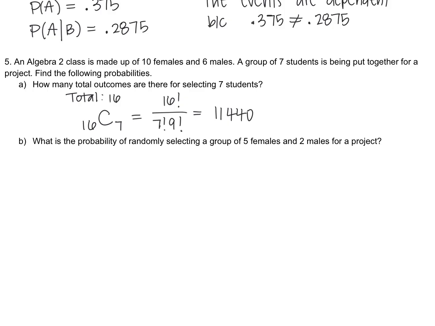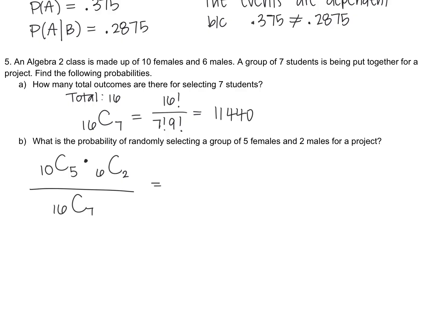Now, the probability of selecting a group that is specifically 5 females and 2 males, we have to do 2 combinations in the numerator. So of the 10 females, we are choosing 5 of them. You then multiply it by, of the 6 males, choosing 2 of them. And then it's still over the 16 choose 7.